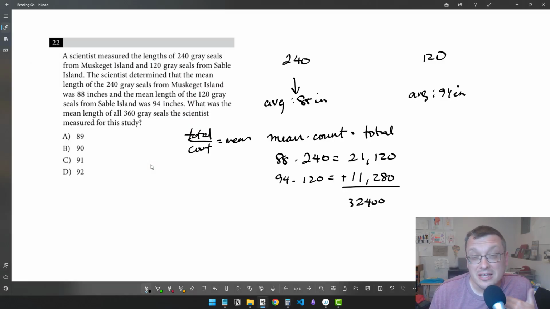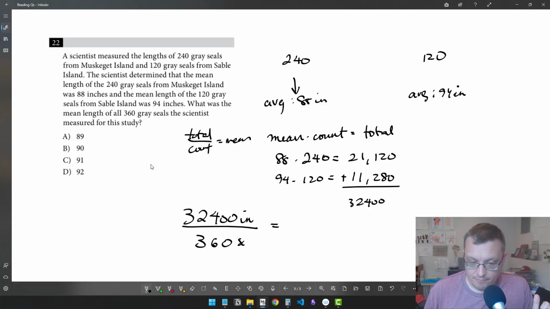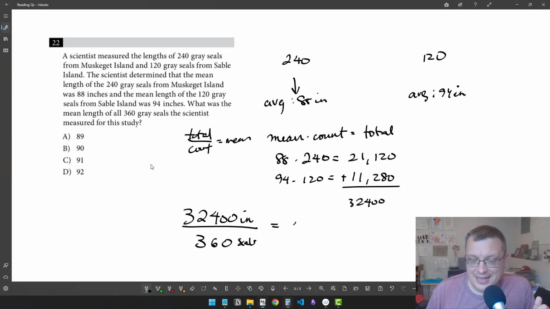Now, how would I calculate the mean length for this group? Well, it's just the typical formula, right? I've got the total number of inches, 32,400. The count is the total number of seals in this combined group, which is now 360. And now I just put this in my calculator. 32,400 divided by 360, and I get 90. So the new average, the new mean, is 90, and that gets us choice B.